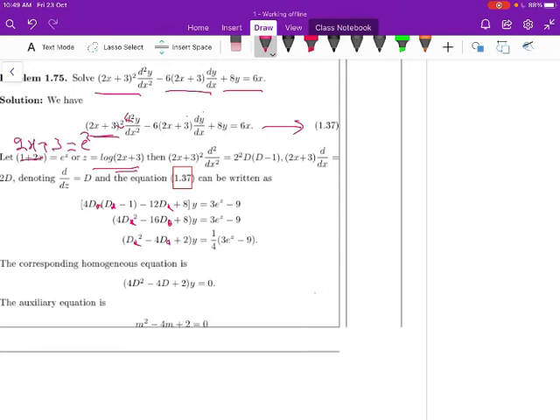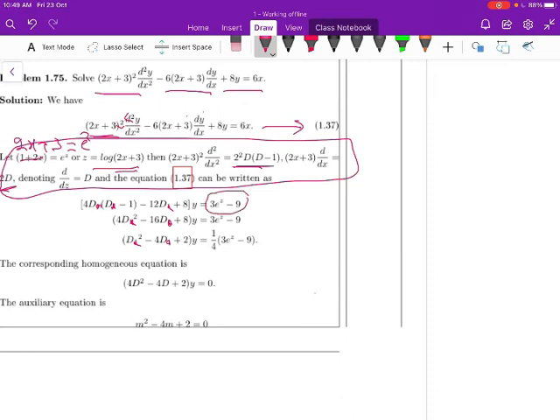Then (2x plus 3) whole square into d square by dx square can be written as 2 square into D(D minus 1), which you have seen in the theory. Please go through the theory, you can understand easily. And (2x plus 3) into d by dx is equal to 2D. So using this, equation 1.37 becomes [4D(D minus 1) minus 2D plus 8] into y, with the right-hand side in place of 6x written.